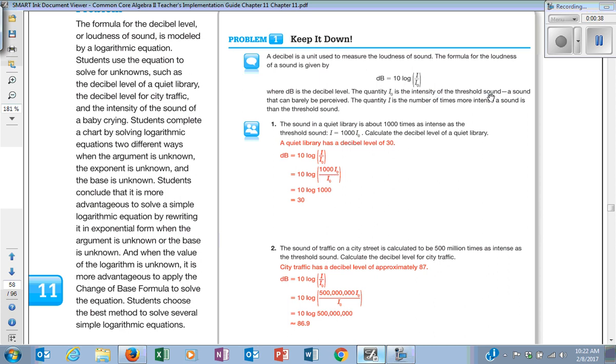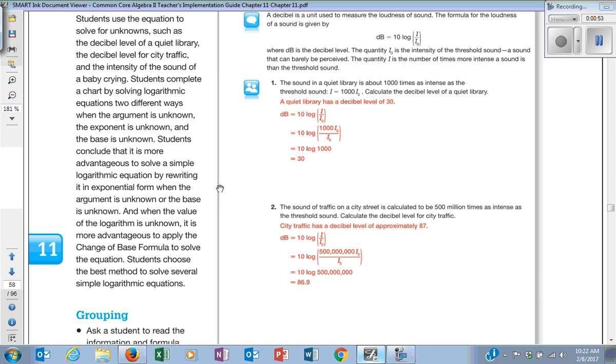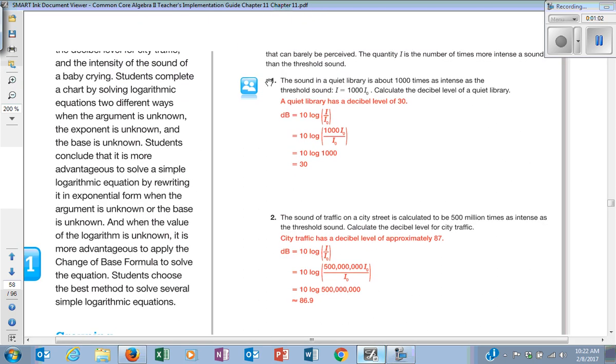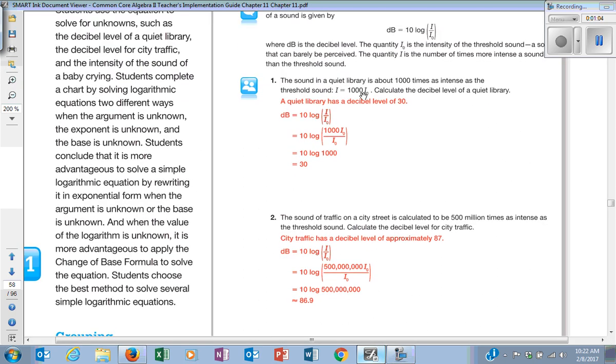I0 is the intensity of the threshold of sound, a sound that can be barely perceived, or like the quietest sound that a human ear can actually hear. And then the quantity I is the number of times more intense that sound is than the threshold. So that's the way that they measure it in decibels. And so right in this number one problem, they say that I is equal to 1,000 times I0, or the initial intensity threshold sound.